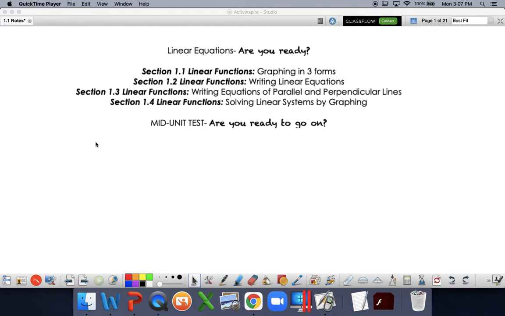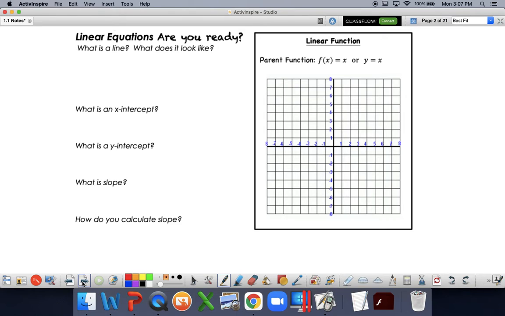So what we're going to do today is begin our linear equations unit. You'll notice we have 4 sections before we have a mid-unit test. So let's get a rockin' and a rollin'.